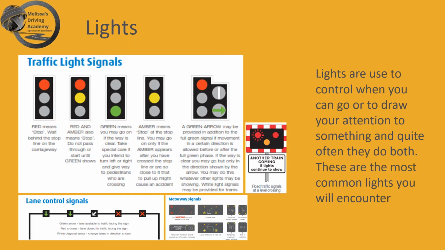Lights are used to control when you can and cannot go. The most common form is your standard traffic light signals, with red, yellow and green lights. Sometimes there are filter arrows. Make sure you understand what each of these lights mean. You'll also see lights at level crossings, telling you when it is safe to go. And you can have lights overhead on motorways.